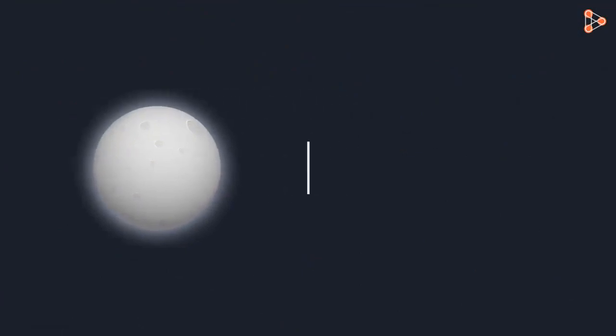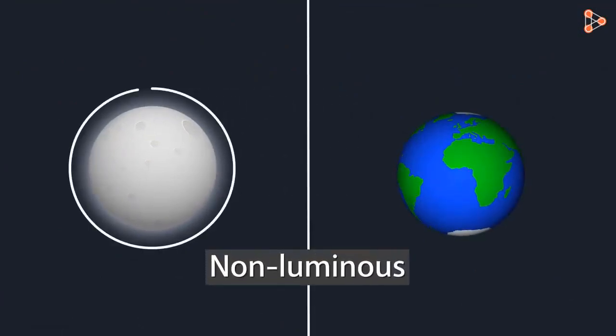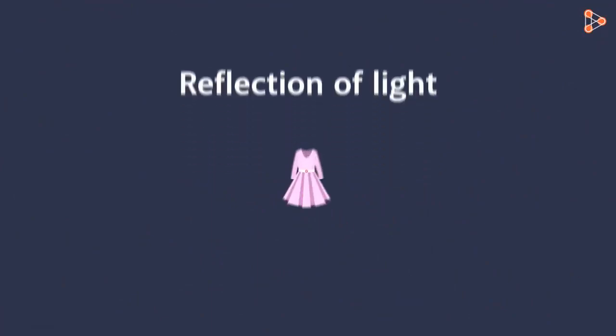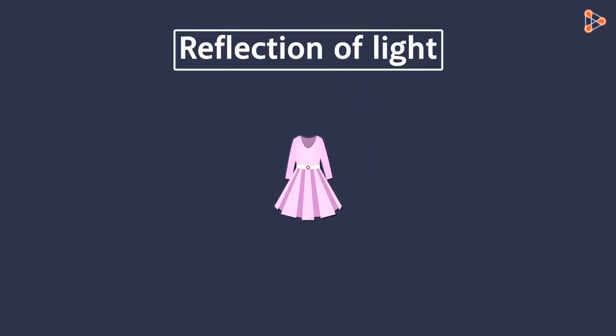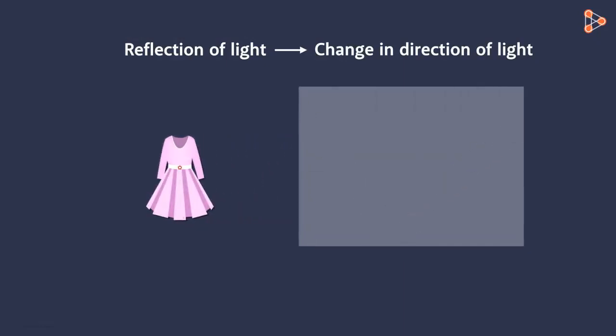What about the moon and the planets? They are also non-luminous. But if the moon is non-luminous, then how come we're able to see it at night? The answer to this is reflection of light. The reason we're able to see any non-luminous objects around us is because of the reflection of light. Reflection of light can simply be referred to as change in direction of light or bouncing of light from some surface. Just like the ball bounces from the ground, light reflects off from a smooth surface.